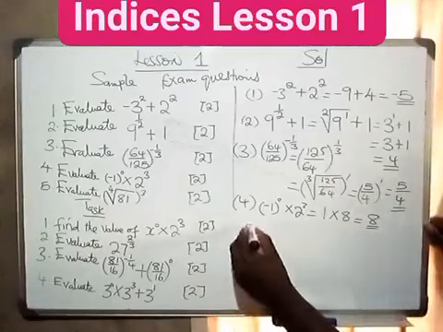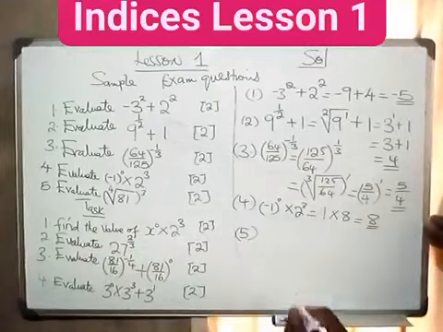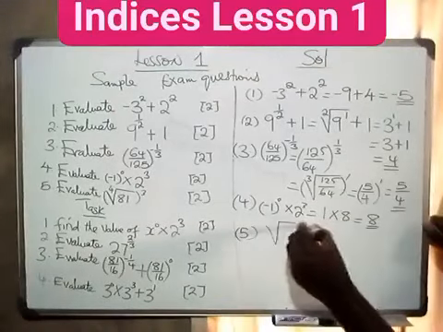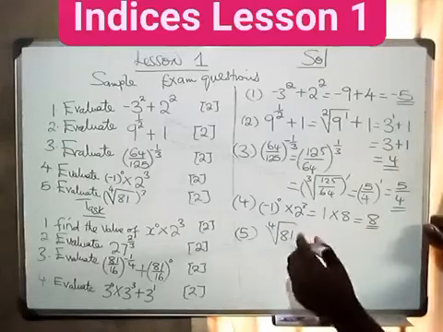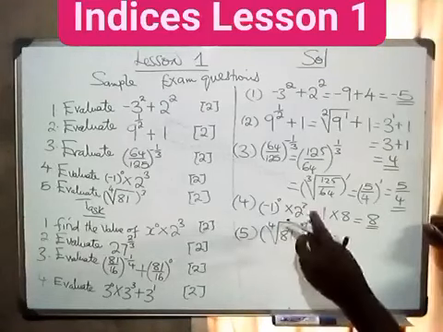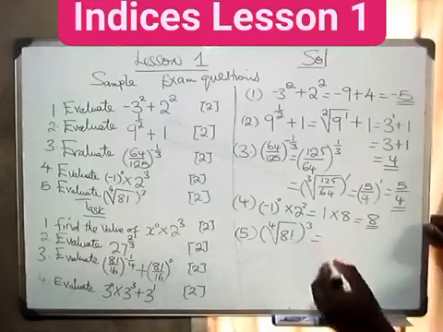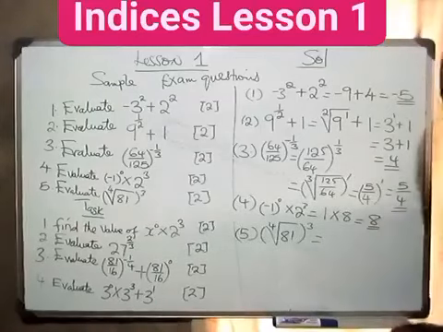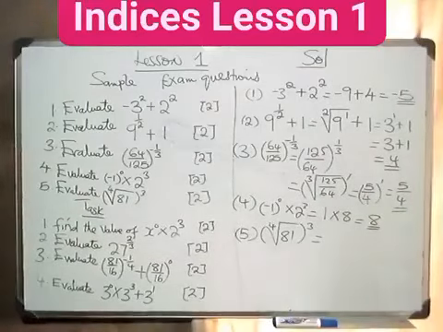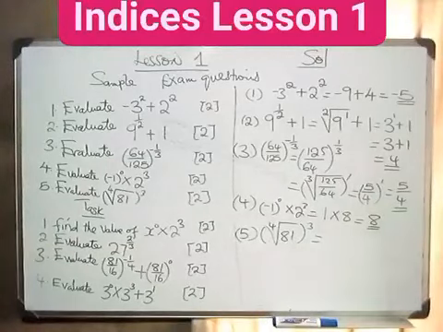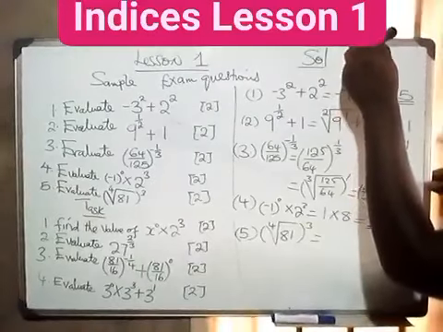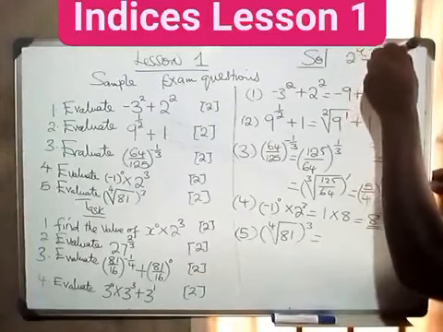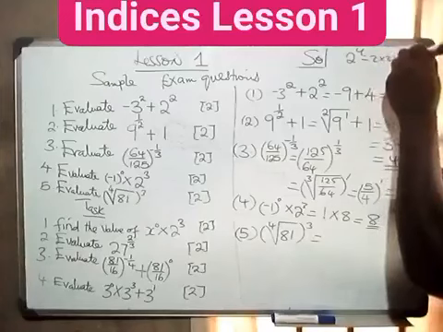Then we go to 5. Question number 5 is saying we are evaluating the 4th root of 81. Then whatever we get, we say to the power 3. So which number can you multiply by itself 4 times to get 81? Is it 2? Let's try 2 to the power 4. It is 2 times 2 times 2 times 2.